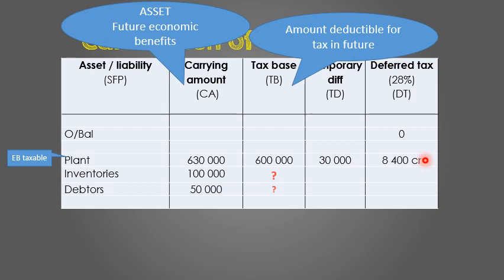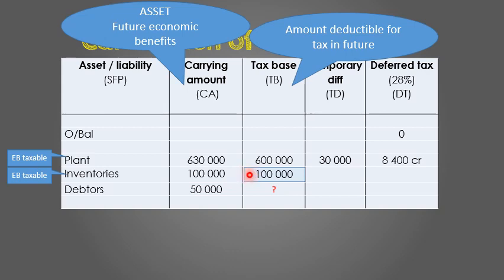So for inventories, the carrying amount over here will be realized when we sell these inventories. So when we sell it, we're going to get revenue for the sale, and we will be taxed on this revenue. Therefore, the economic benefits from selling these inventories will be taxable. That means that the tax base will be the amount that will be deductible for tax in future, which will be the cost of sales, the original cost of these inventories.